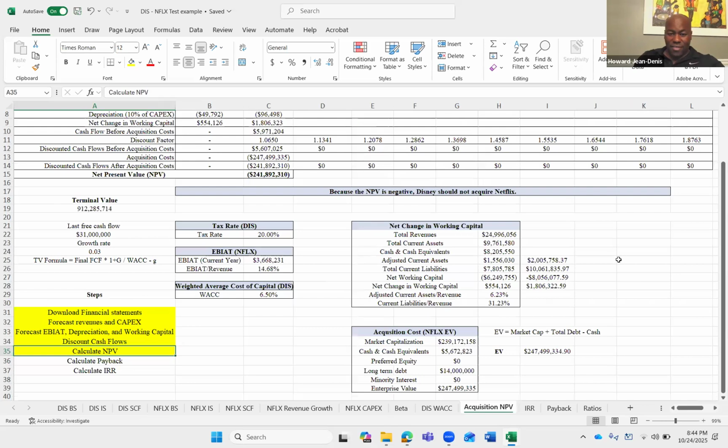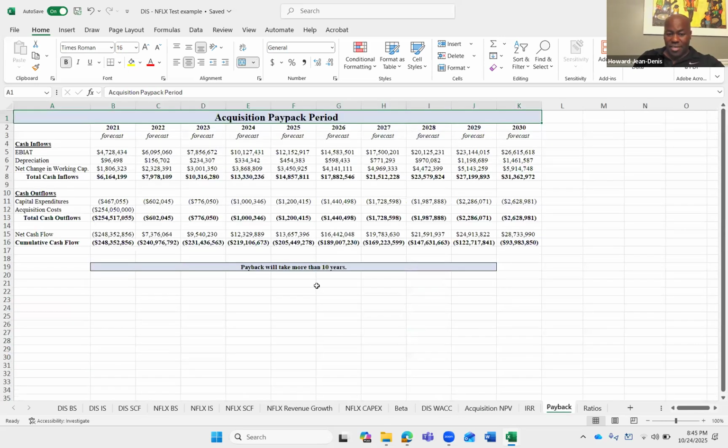When we go back to Disney, Netflix, the payback is not within the 10-year period. So for you guys in this class, if it's over 10 years, that's all I need to know. I don't need you to calculate the payback if it's 15 years or 20 years. But for this case, without the terminal value, it's over 10 years, and you can stop there, right?